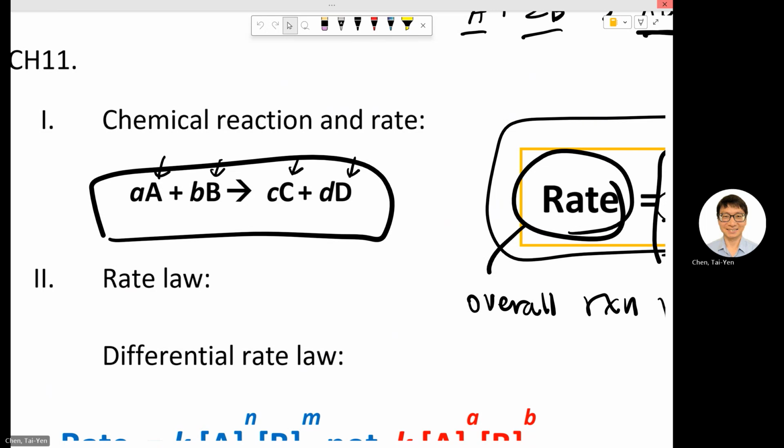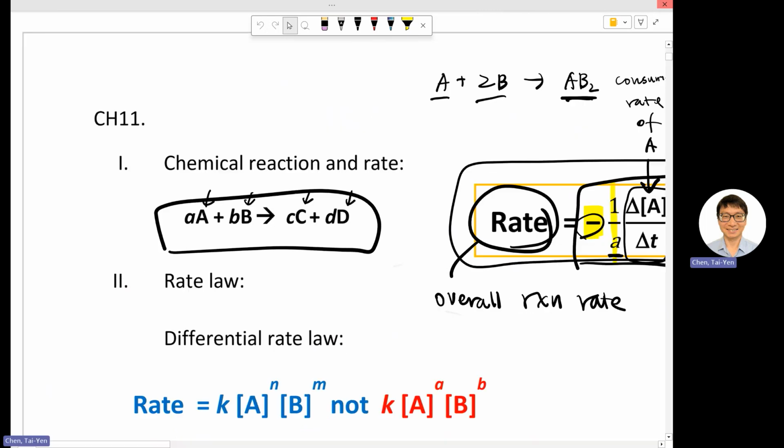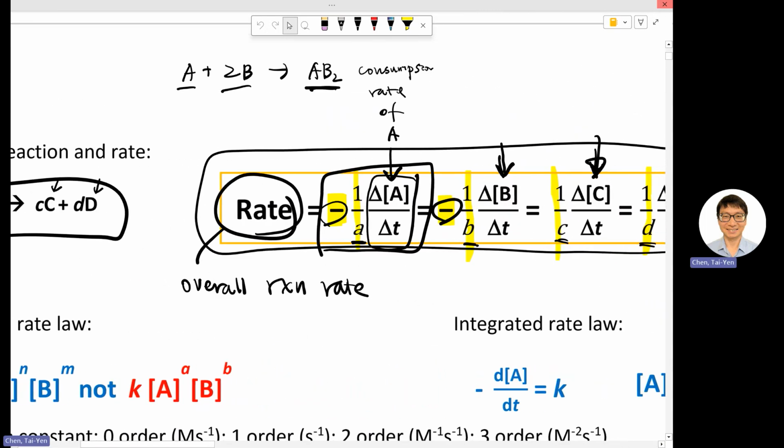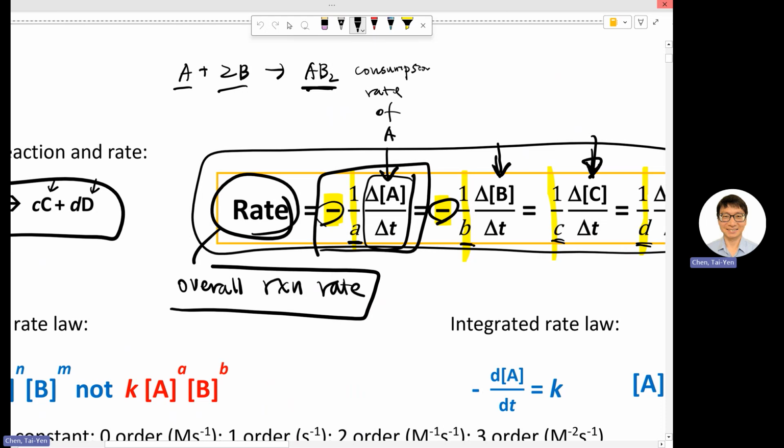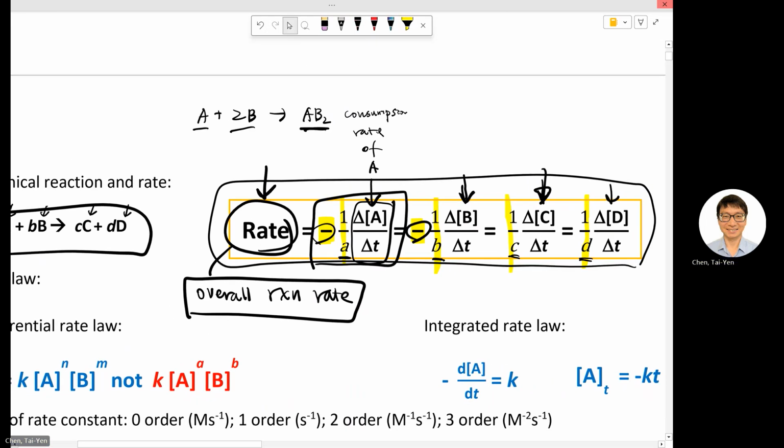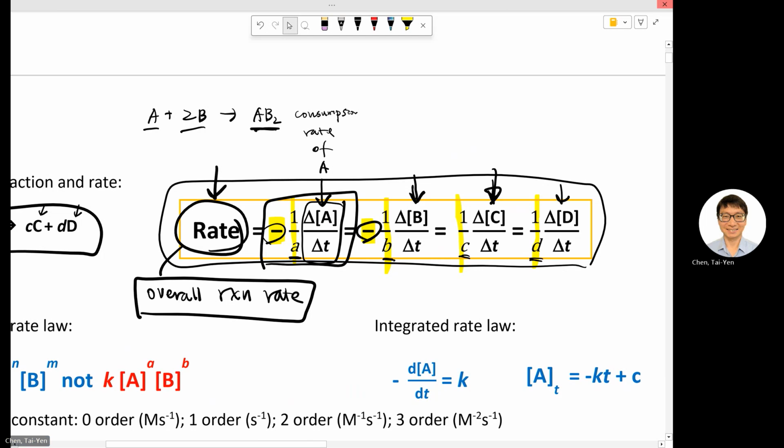And then the way we define the overall reaction rate will be the change of either your reactant or your product over a period of time, normalized by its coefficient.